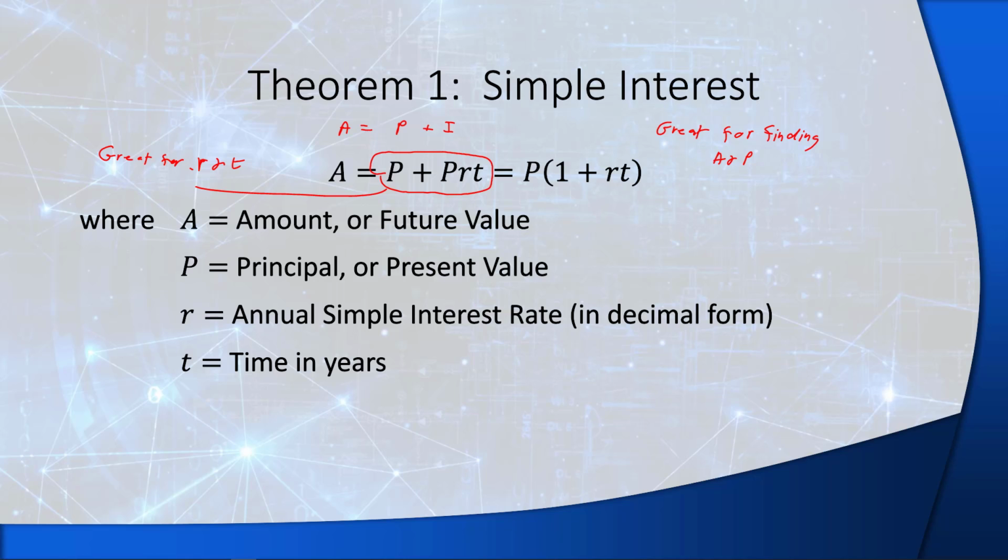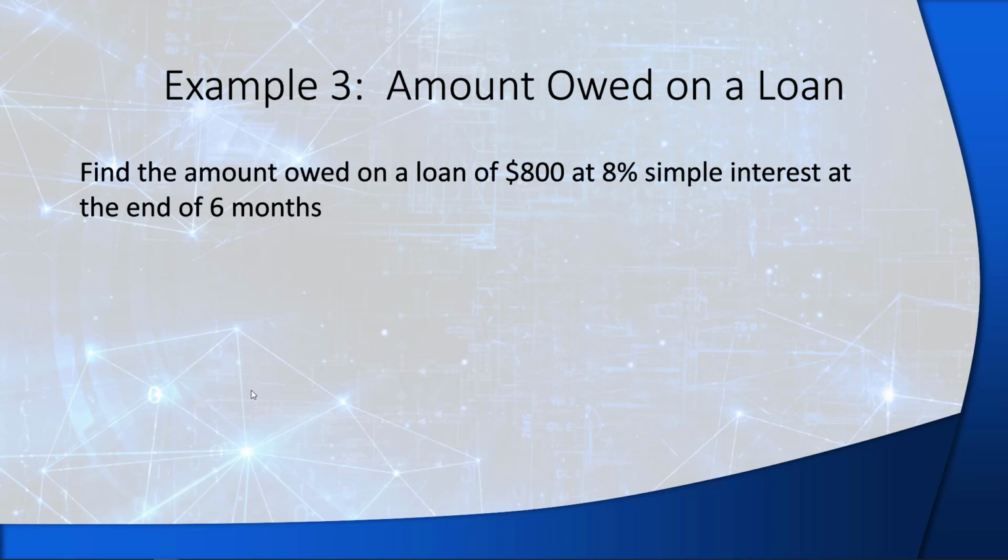Once again, A is the future value, or the amount that you will receive in the future if this is an investment, or the amount that you're going to have to pay back in the future if this is a loan. P is the principal, once again the amount that you originally get if it's a loan, or the amount that you deposit if it is an investment. R is the annual simple interest rate in decimal form, and T is time in years.